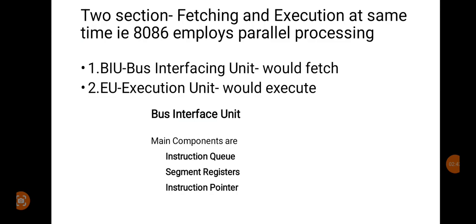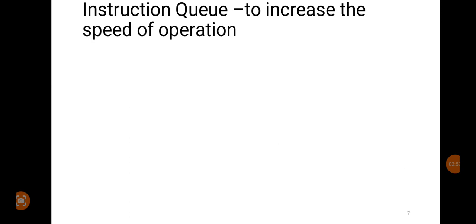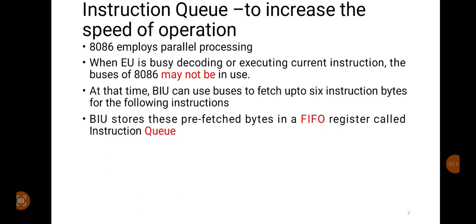The main components of the bus interfacing unit are instruction queue, segment register, instruction pointer. The instruction queue is there to increase the speed of the microprocessor operation, because 6 instructions are fetched from the memory and stored in the instruction queue, from where the execution unit fetches the instruction.